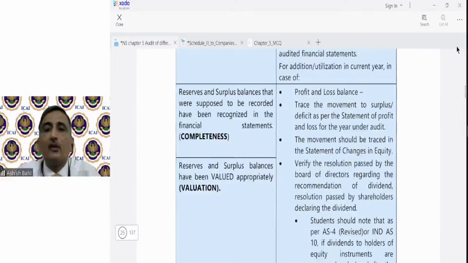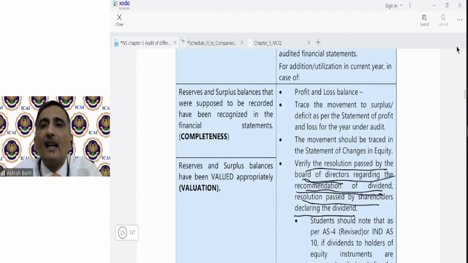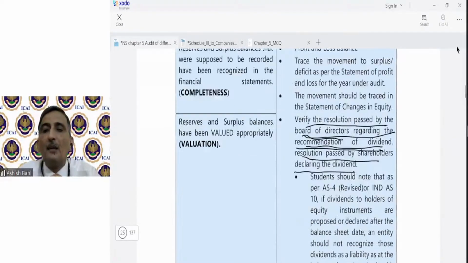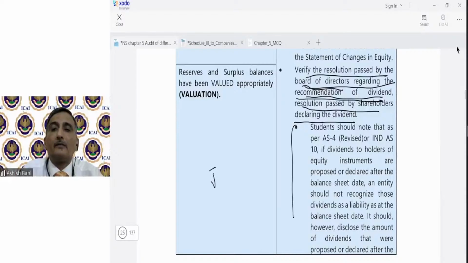He would also see the resolution passed by the board regarding recommendation of dividend. If some dividend has been declared out of the free reserves, then the auditor would see the resolution passed. So this is again an important point, students.